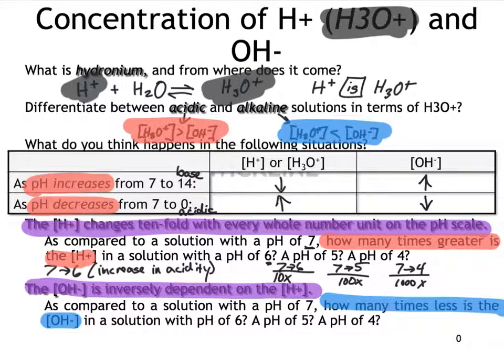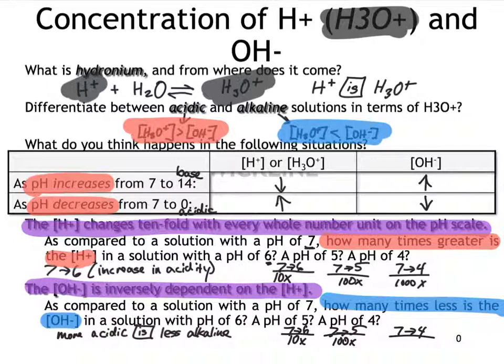So if you go from 7 down to 6, you are becoming more acidic or less basic. So from 7 to 6, that would be 10 times more acidic, but it's also going to be 10 times less basic. So in terms of phrasing, it's a different answer, but I'm actually writing the same thing. If you go from 7 to 5, you're going to be becoming 100 times more acidic or 100 times less basic. And if you go from 7 to 4, you're going to be 1,000 times more acidic or 1,000 times less basic.